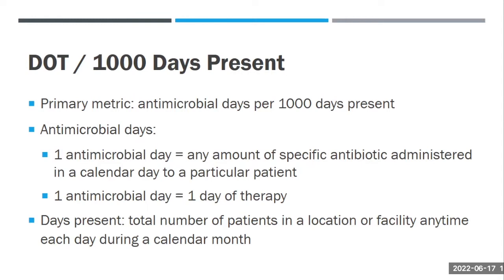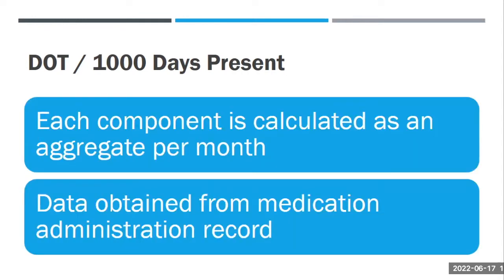So as long as we understand the definition to understand the limitations, really as long as you're applying it in the same way, which you are because you're getting the data from NHSN, changes over time won't matter because the definition doesn't change over time. So some other things to keep in mind is that each component is calculated as an aggregate per month. And so the reporting level, the minimum would be a monthly report. You can also aggregate that to quarterly as well as annually.